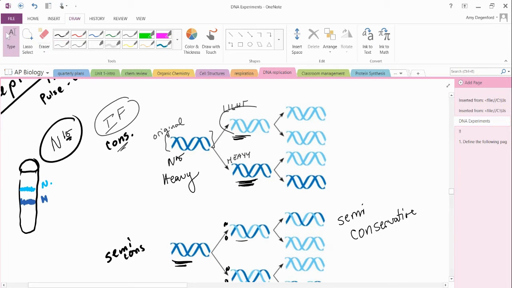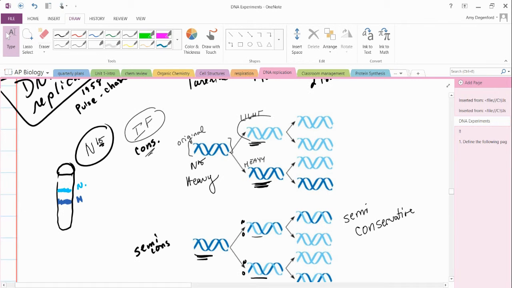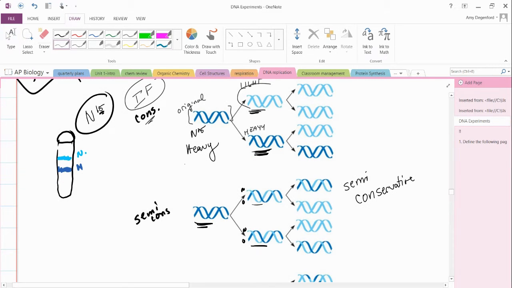But let's now compare. What if it's semi-conservative? If it's semi-conservative, we would start out with the original parental strands that were heavy, but notice the difference with one replication. Suddenly we have the original heavy and the original light in both strands. Now think about what that would do if we spin it out.